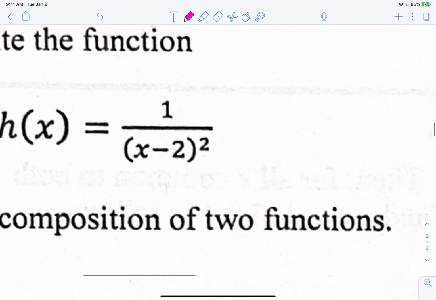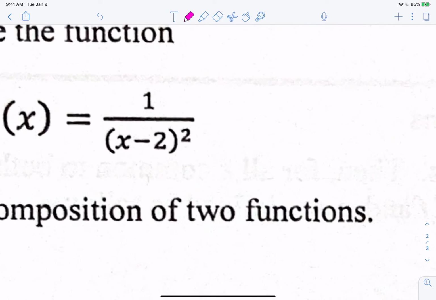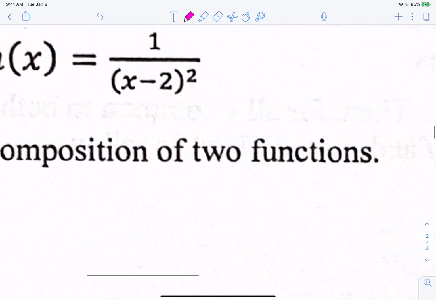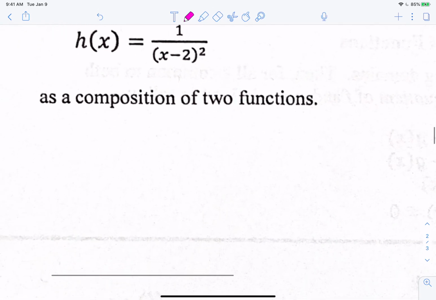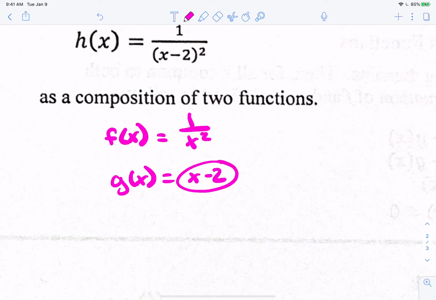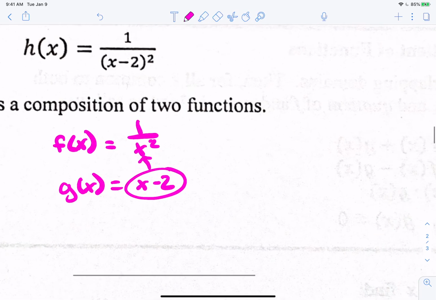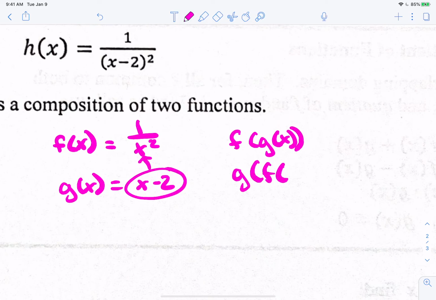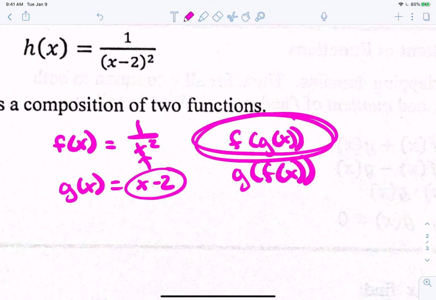So if this is h of x, I want to break this down into two functions: 1 over x squared and x minus 2. That's one combination. So I could say f of x is equal to 1 over x squared, and g of x is equal to x minus 2. And what I've done is I've taken this guy and I've shoved it into there. So if I write them like that, is this f composed of g of x, or is it g composed of f of x? The first one, because g is inside of f. So if f is that and g is that, then h is made up of f composed of g of x.